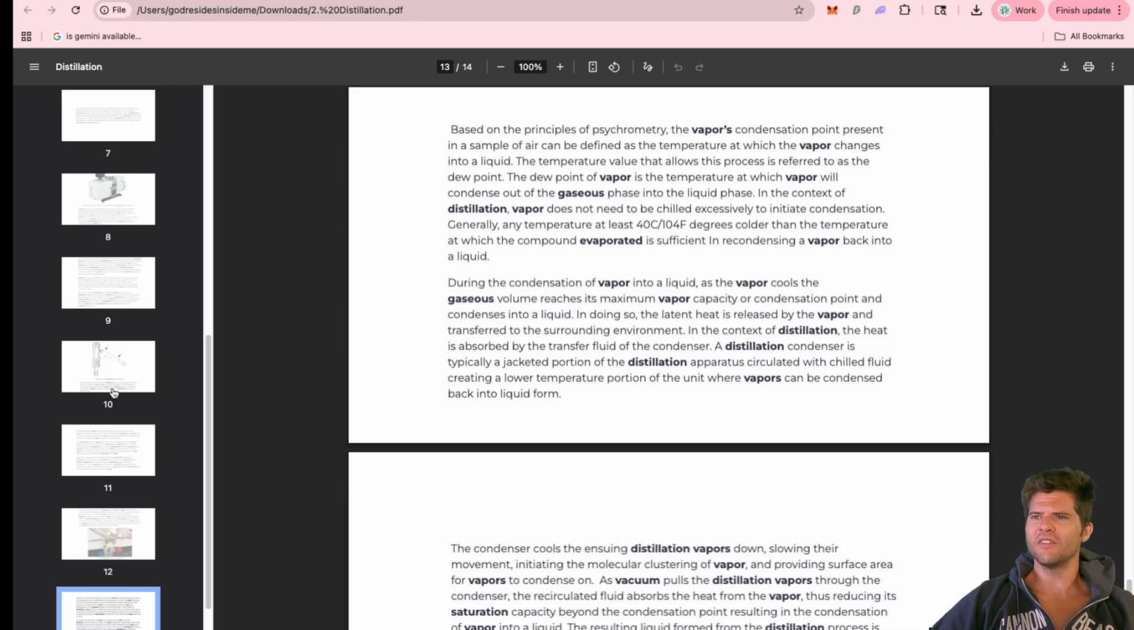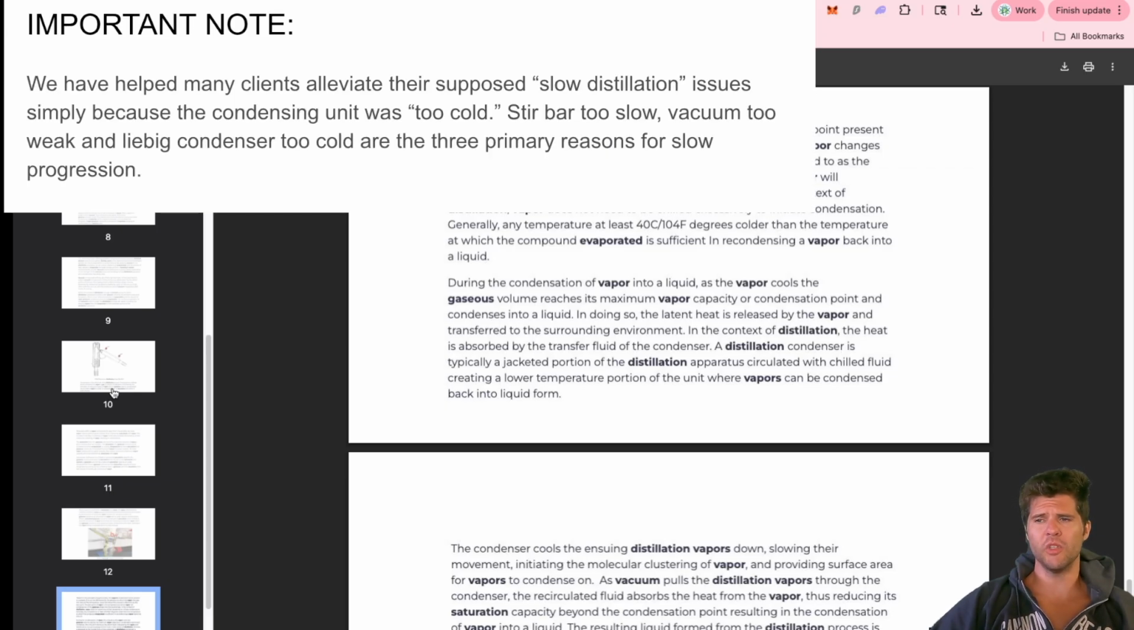In the context of distillation, vapor does not need to be chilled excessively to initiate condensation. Generally, any temperature at least 40 degrees Celsius or 104 degrees Fahrenheit colder than the temperature at which the compound evaporated is sufficient in recondensing a vapor back into a liquid. During the condensation of a vapor into a liquid, as the vapor cools, the gaseous volume reaches its maximum vapor capacity or condensation point and condenses into a liquid.